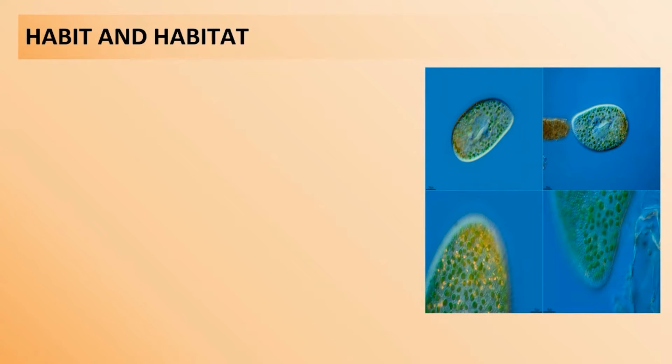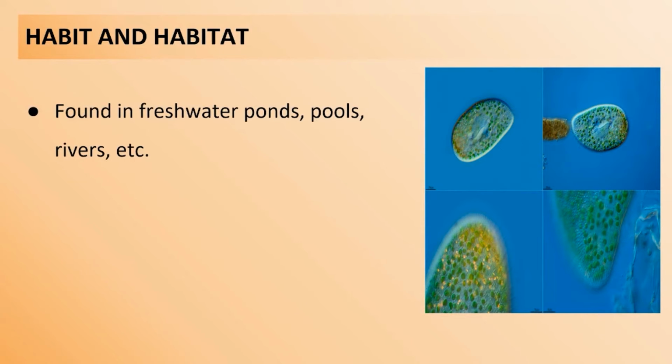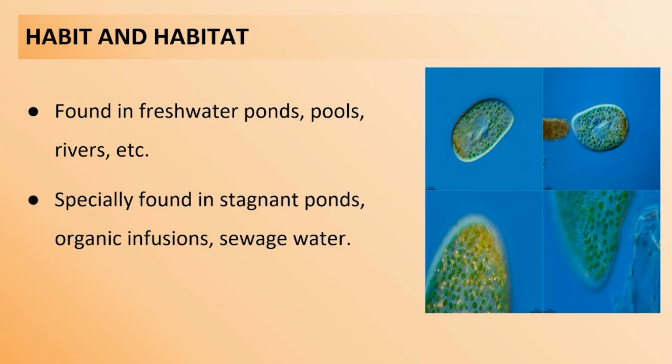Habit and habitat of Paramecium caudatum. Paramecium caudatum is found in freshwater ponds, pools, rivers, etc. Paramecium caudatum is especially found in stagnant ponds, organic infusions, and sewage waters. They are free-living organisms.